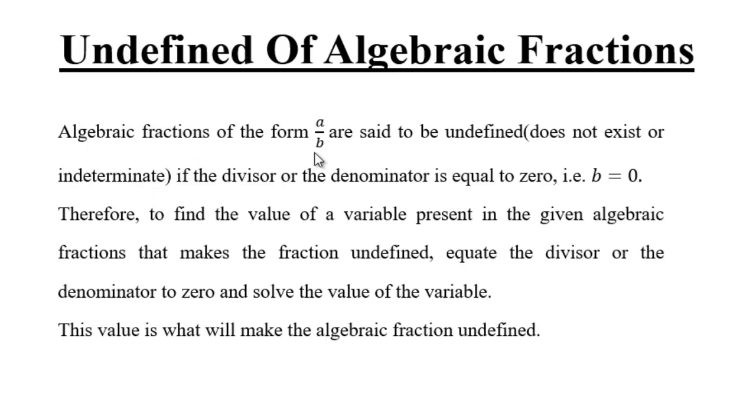So how do we find the value of a variable that will render the expression in a fraction form undefined? To find the value of a variable present in a given algebraic fraction that makes the fraction undefined, we need to equate the divisor or the denominator to 0, and then solve for the value of the variable. The value that we get is the value that will render the algebraic fraction undefined. So let's look at the problem in our next slide.